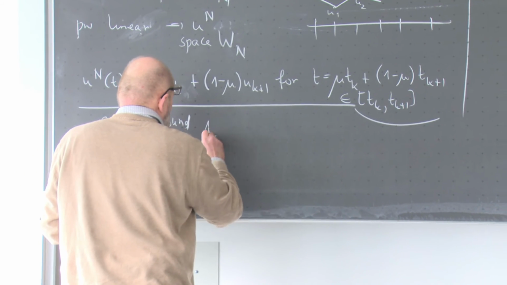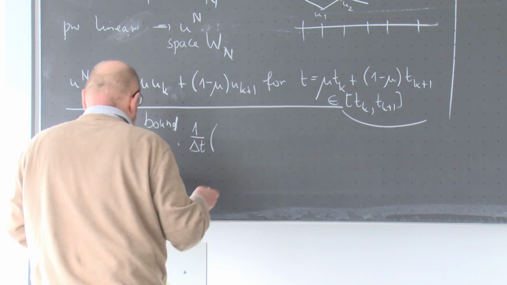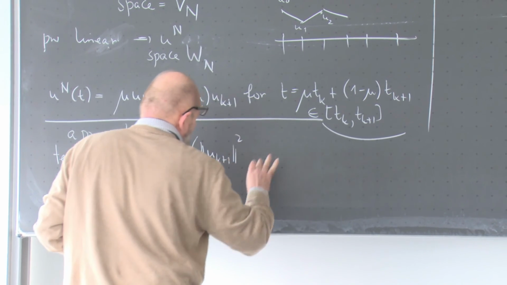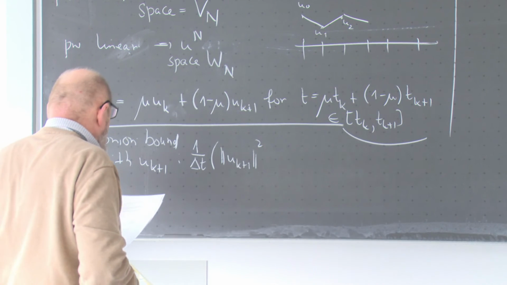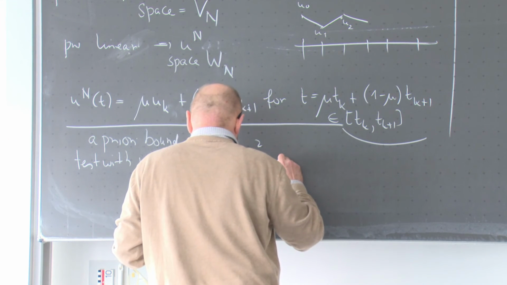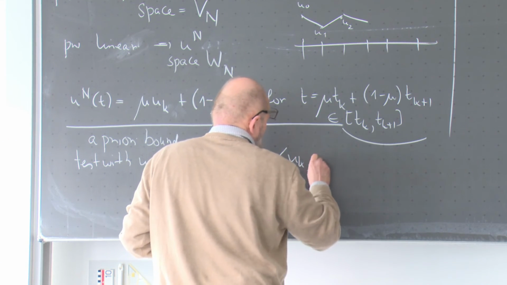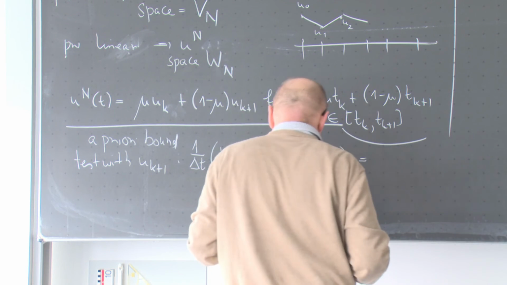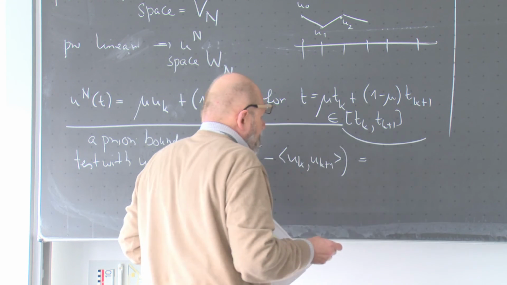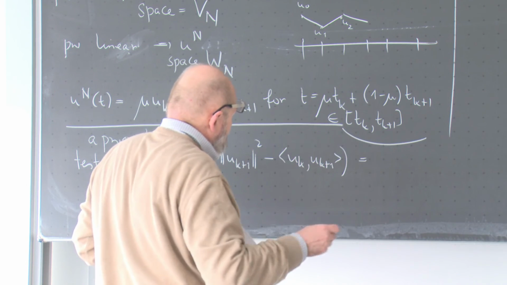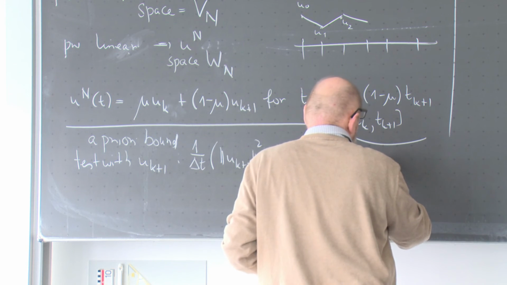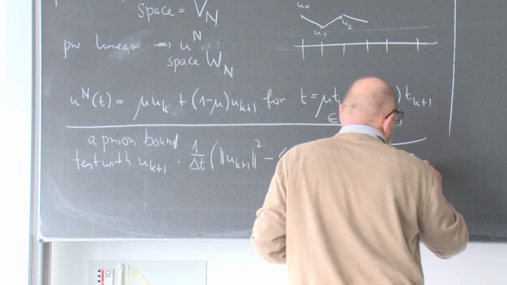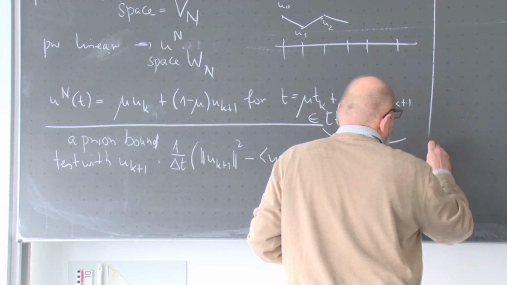We get 1 over t_k, 1 over delta t, as I said, u^{k+1} squared. If I don't add anything, it's always the L2 norm. We have this mixed term. And here we bring it to the other side. We just have, as I said, the L2 norm of the derivative, so minus the gradient of u^{k+1} squared.